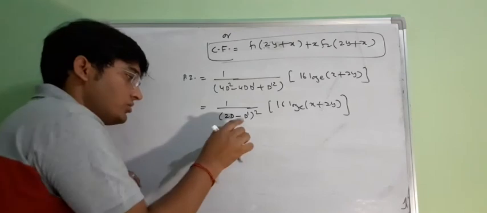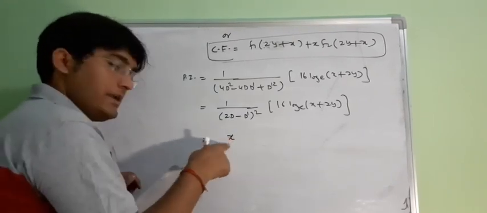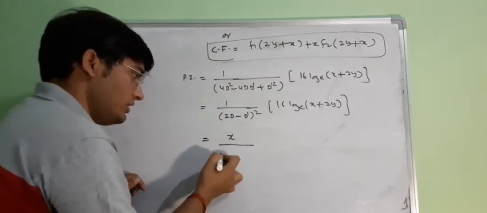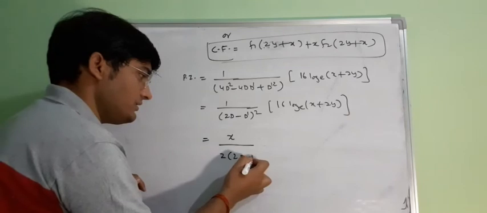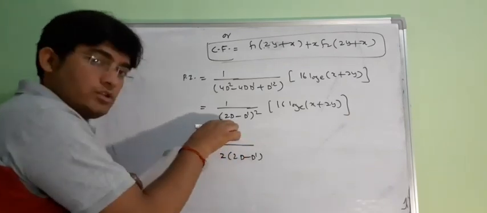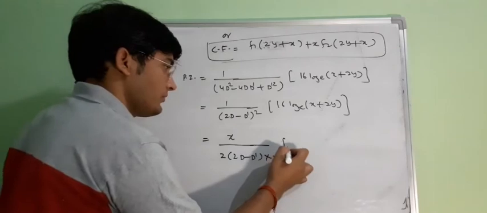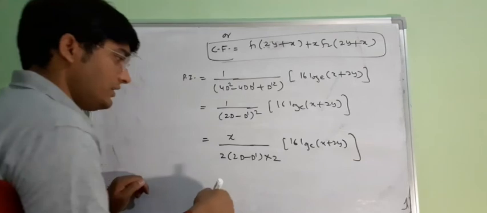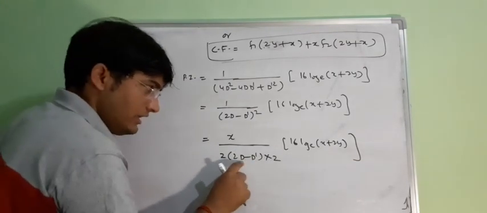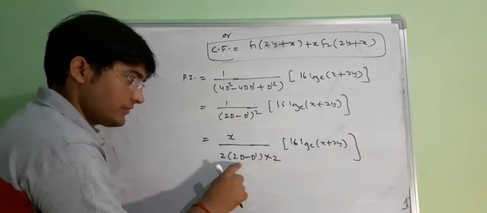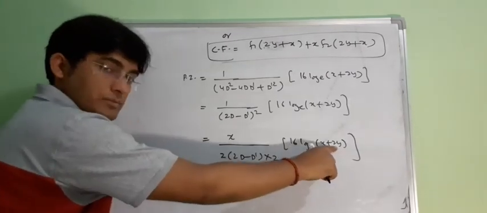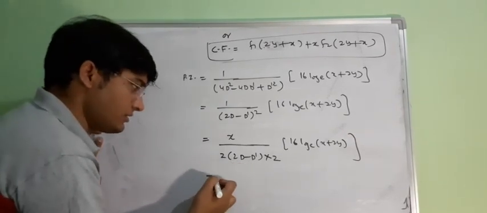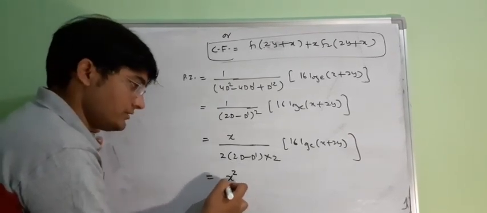Now as this term is 0, we will write x in the numerator and differentiate the denominator with respect to D. The differentiation will be 2(2D − D'), with the bracket 16 log_e(x + 2y). Now again, as D is 1 and D' is replaced by 2, this is again 0. So we will write x in the numerator, and this will be x².